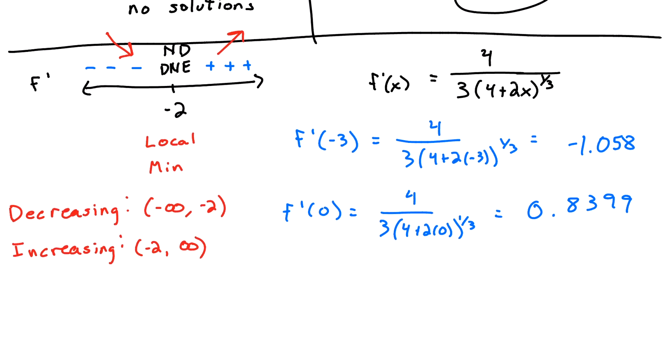So that's where it's decreasing, that's where it's increasing. We also know that we have a local minimum, so we would want to know what is the y value there. So for that, we're going to have to take -2 and plug that back into our original function. So let me write that down.